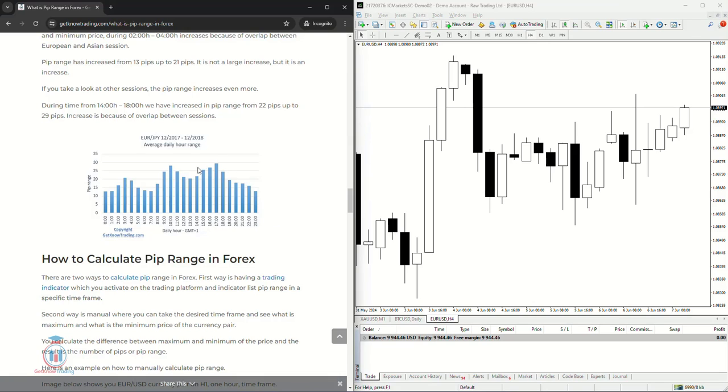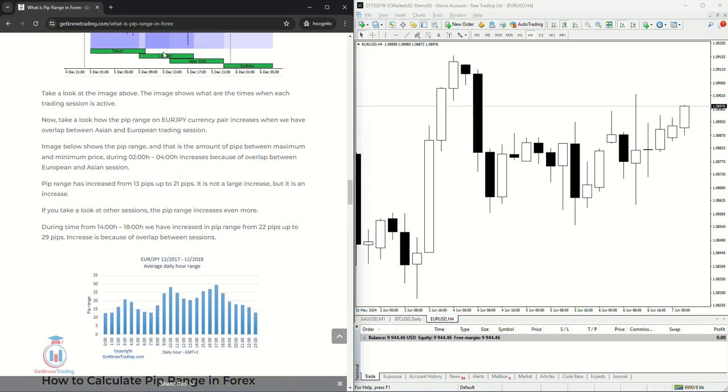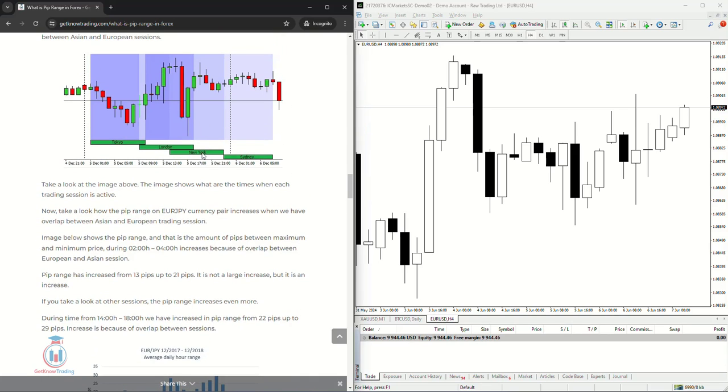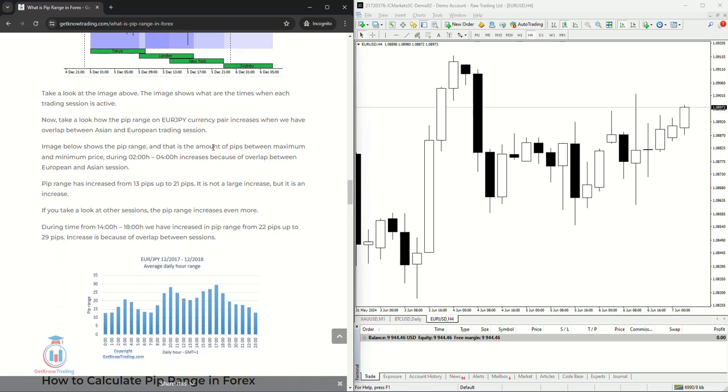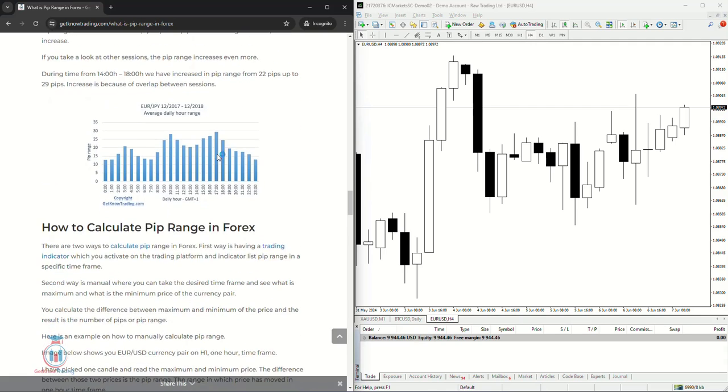Because the pip range here tells you when the market is mostly active. During the day it is 10 hours in the morning, and 17 hours in the afternoon that is the most volatile time during the day for this pair. And why is that? Because if you take a look here, at 10 o'clock in the morning is when the London session is active, and 17 o'clock later on is when the New York session is active. So that is when most of the traders are active on the market.